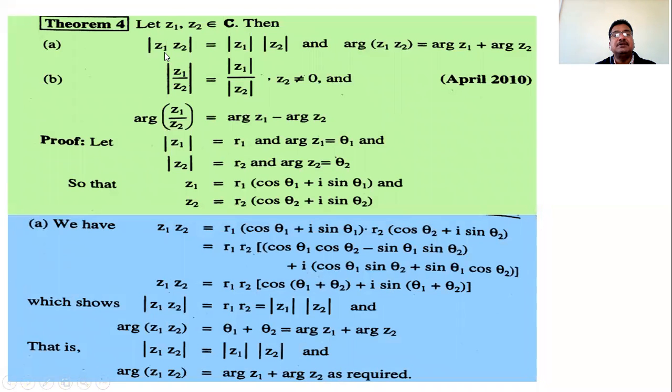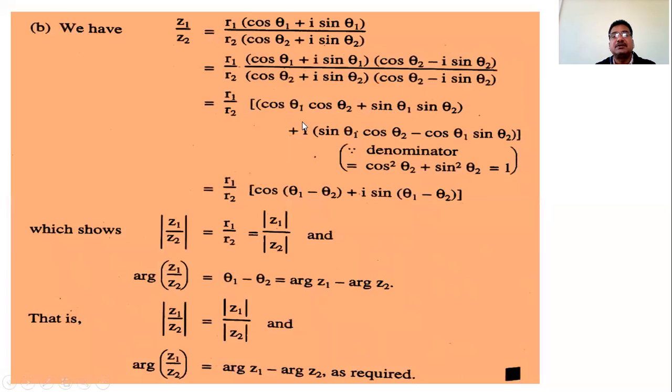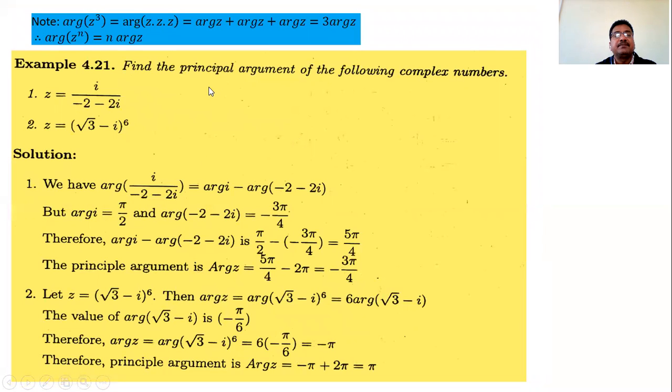That is, argument of z1 into z2 is argument of z1 plus argument of z2, and argument of z1 by z2 is argument of z1 minus argument of z2. So we have to find the principal argument only. If I have to find modulus, then convert this number to x plus iy form. But in order to find principal argument, no need to convert this number into the form x plus yi.